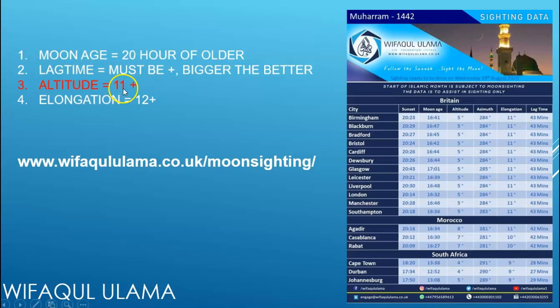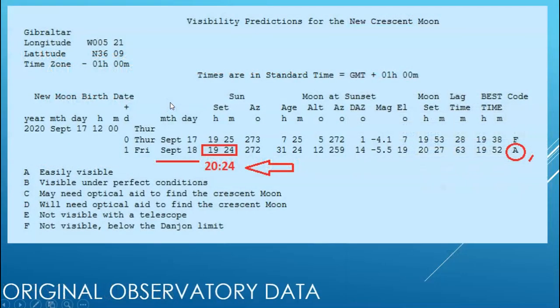Altitude means height, so the higher in the sky, the better. Generally and roughly, a number of 11 degrees or higher is better for you to sight the moon. You also want the elongation to be 12 degrees or higher. You can get this data from Royal Greenwich Observatory. Here's the data for Gibraltar for Safar 1442.